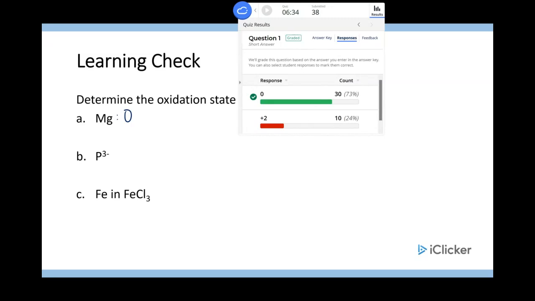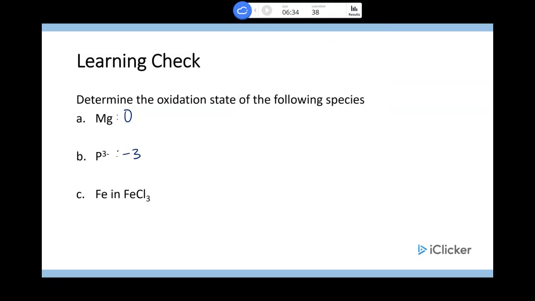Next, we have phosphorus with a -3 charge. Now here we follow the second guideline, which says if we have a monoatomic ion with a charge, then its oxidation state is equal to that charge. So here we have a -3 oxidation state, which looks like that one was pretty good. And then question 3. Okay, pretty good on question 3 as well.